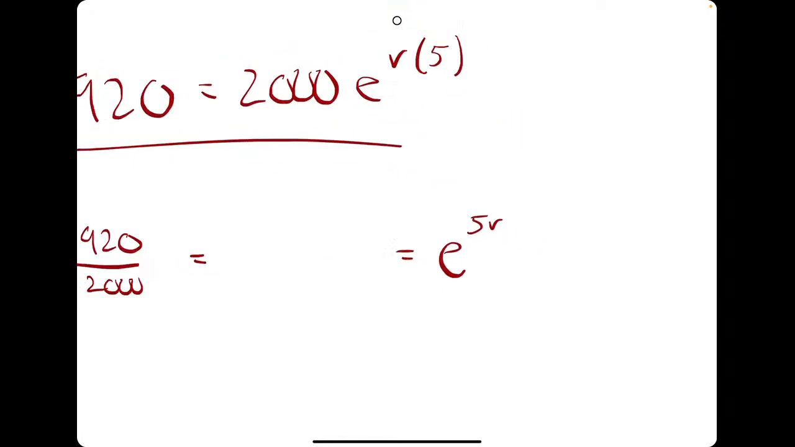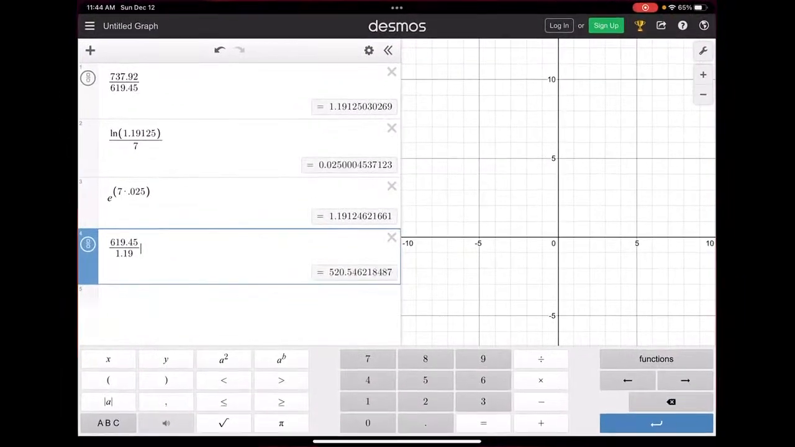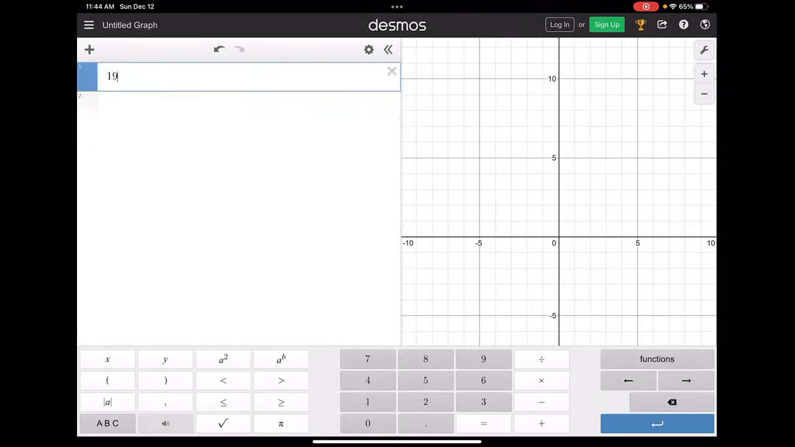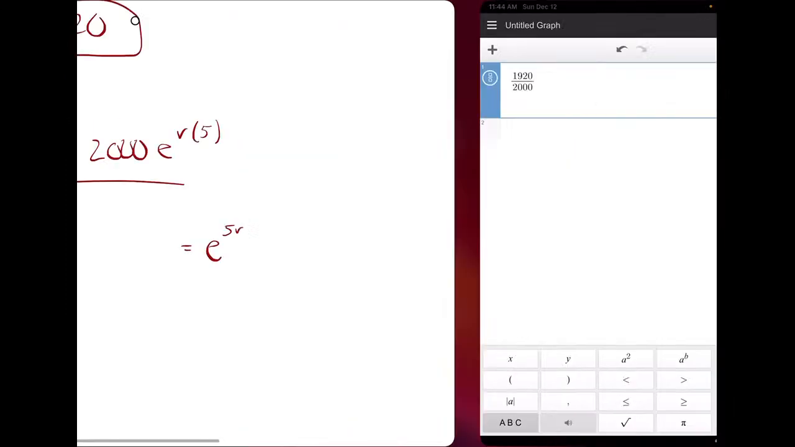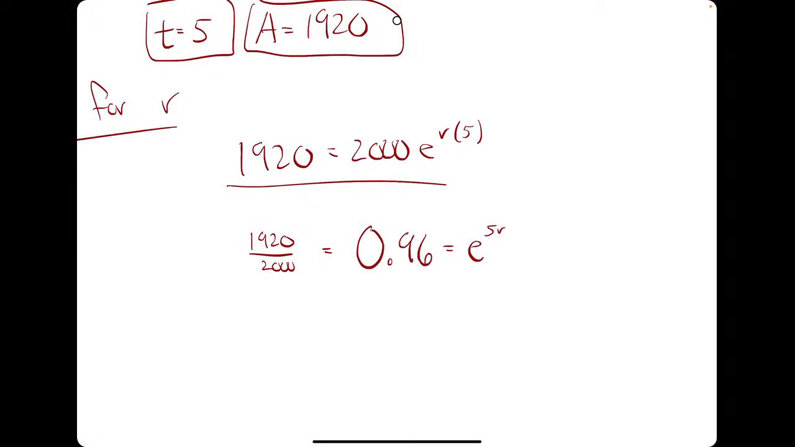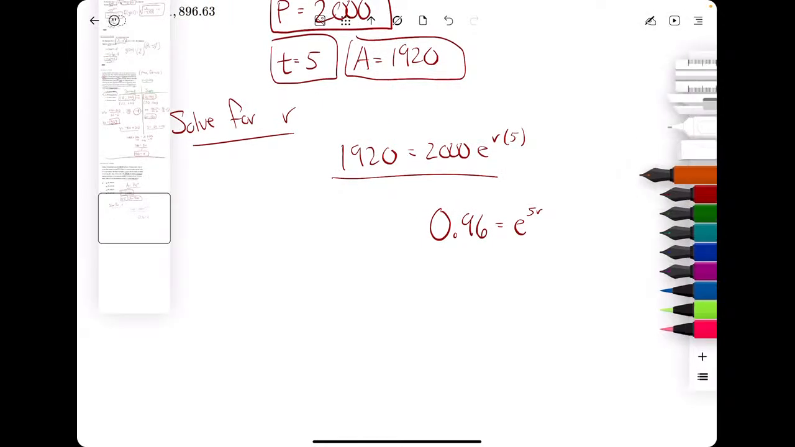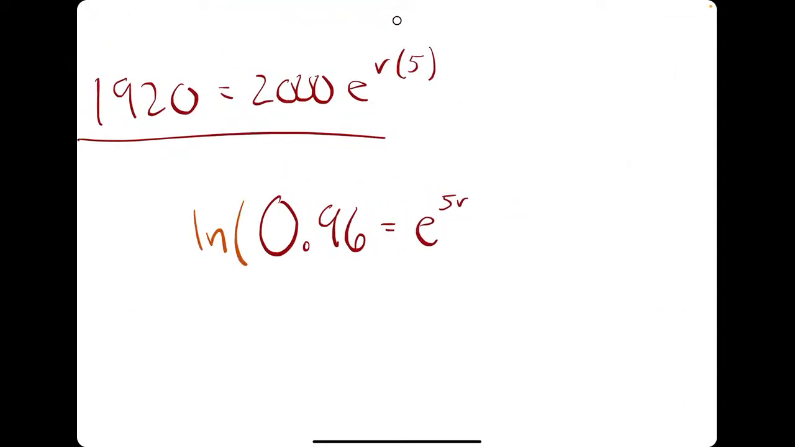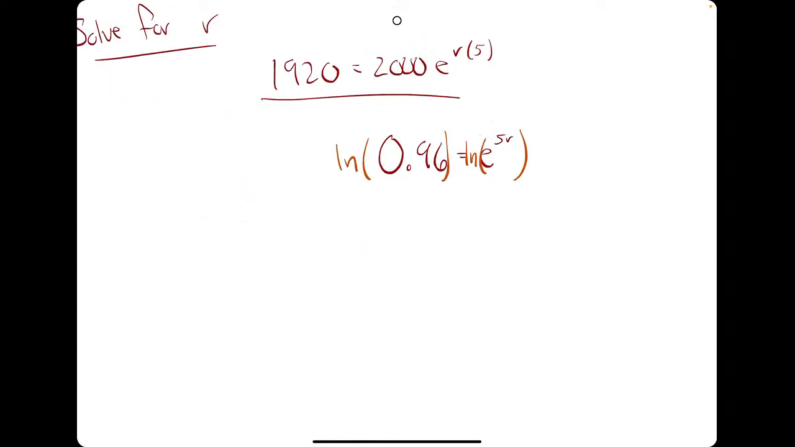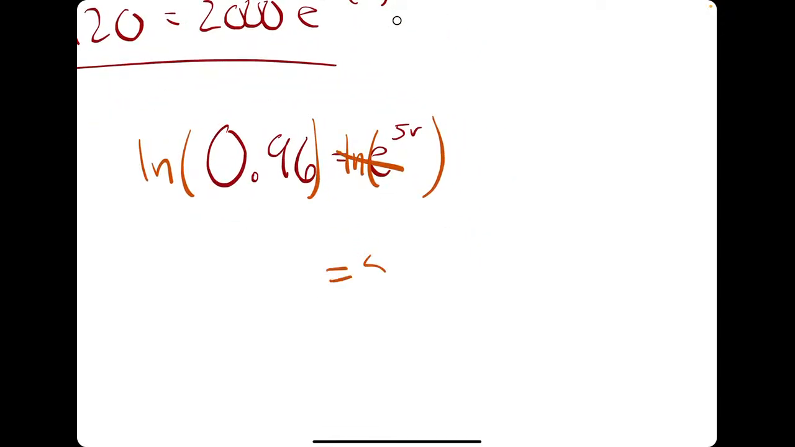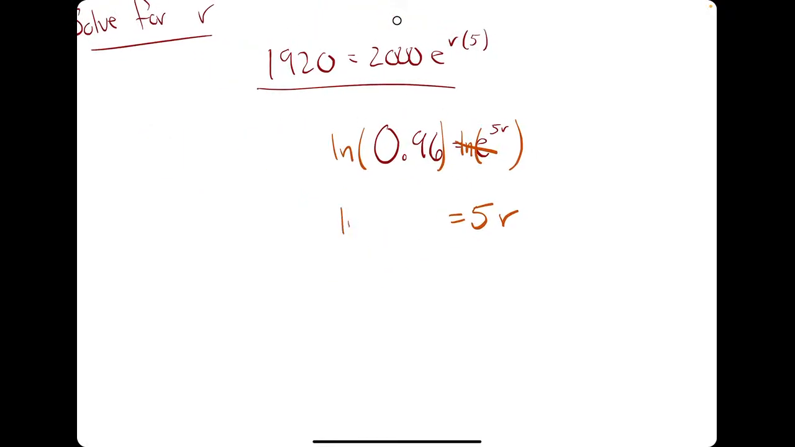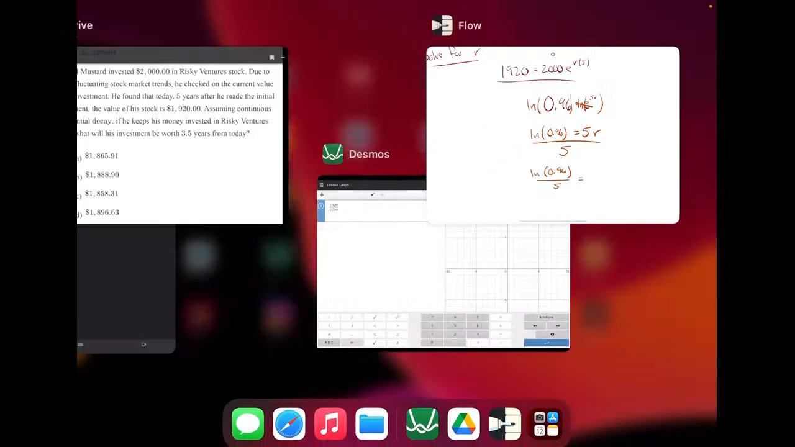r times 5 is just 5 times r. And then I'm going to do 1920 divided by 2000. So we get 0.96. So kind of just dealing with this equation now. We want to get r by itself eventually. Anytime we need to eliminate an e, we take the natural log of both sides. ln and e will cancel, leaving us with just the 5r exponent. We have ln of 0.96, so to get r by itself, we divide by 5. ln of 0.96 over 5 equals.